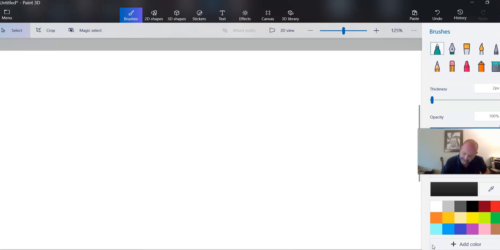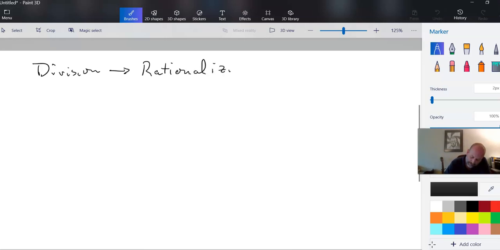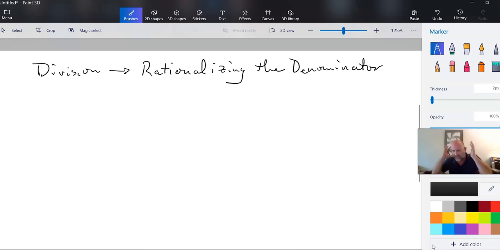Okay, so let's look at division. Now, division is really a process. When it comes to complex numbers, division is rationalizing the denominator. Now, when you say rationalizing in math, that doesn't mean the same thing at all that it means in English, where you're trying to justify something to yourself.